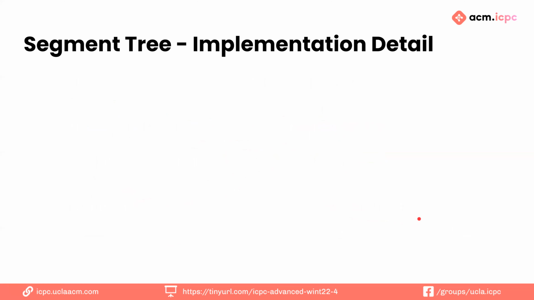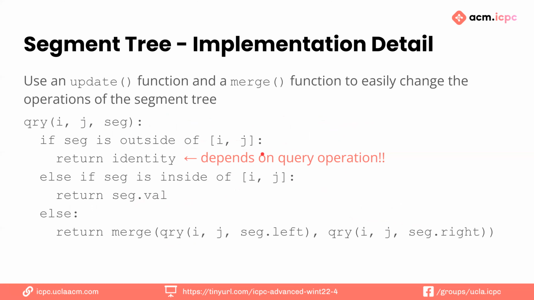One detail to be careful of is here. The identity is returned whenever your segment is outside of the query range, so you want this value to not affect your final result. For summation, you want to return zero, because zero plus anything is still that thing. So you want to return the identity of whatever operation you're using. For minimum, you want to return infinity, because the minimum between infinity and any other value is that value. Did that explanation make sense?